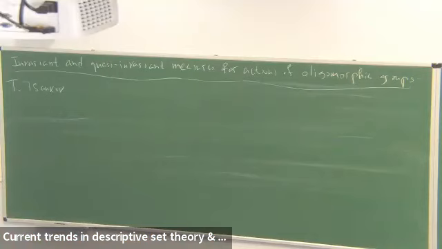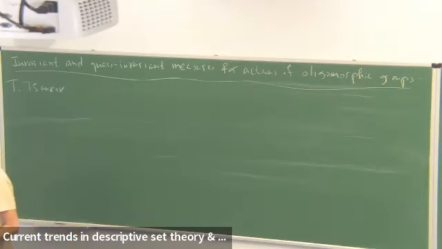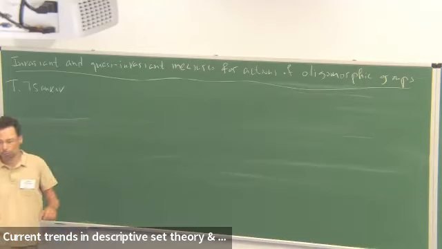Okay, so this is the title. It talks about invariant and quasi-invariant measures for actions of oligomorphic groups. So it is also some type of ergodic theory, except that I will deal with much bigger and more complicated groups. In ergodic theory, we usually talk about actions of a single transformation, which is the action of the group of integers. Here the groups will be very big.